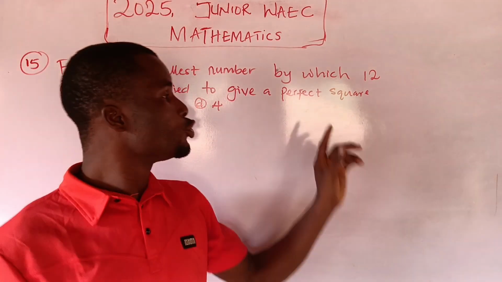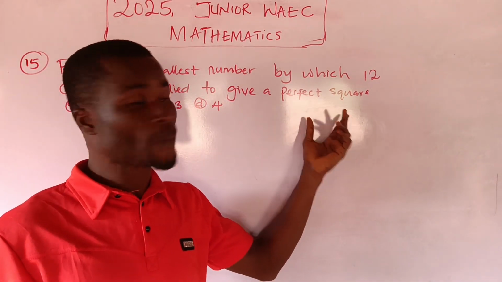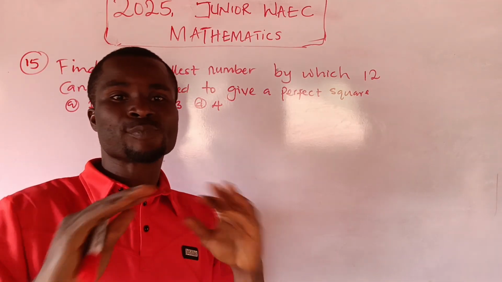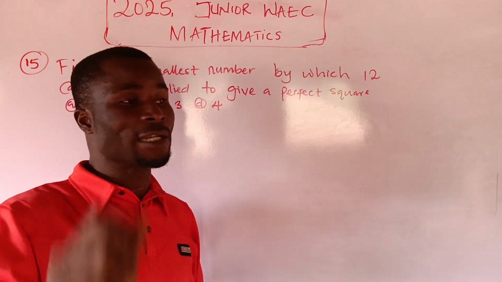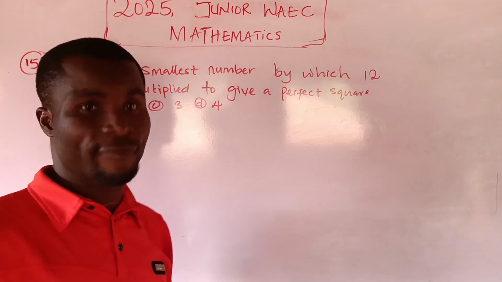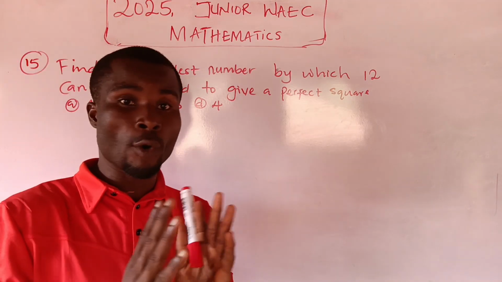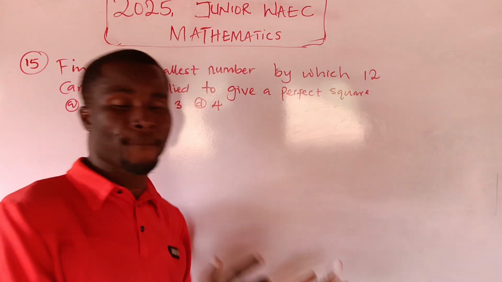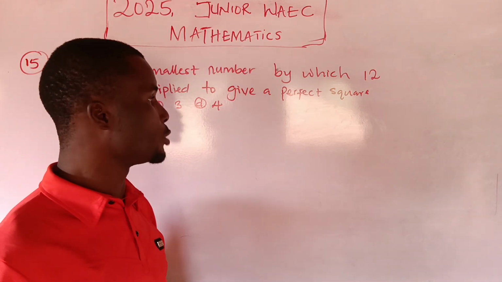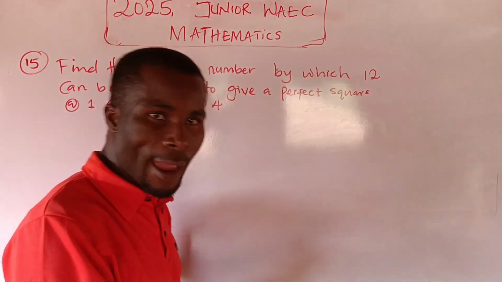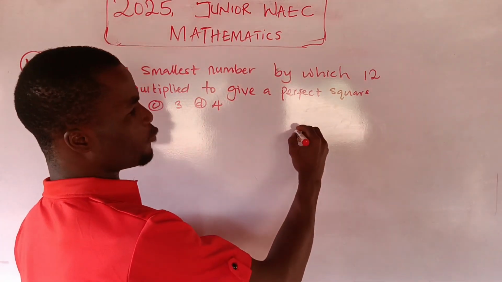First and foremost, you must know what is called a perfect square. What is a perfect square? Perfect squares are numbers that are expressed as a square of an integer. That is a perfect square. For example, integers are just like whole numbers. They could be either positive or negative whole numbers. So when we say expressed as a square of an integer, for example, we have 1.